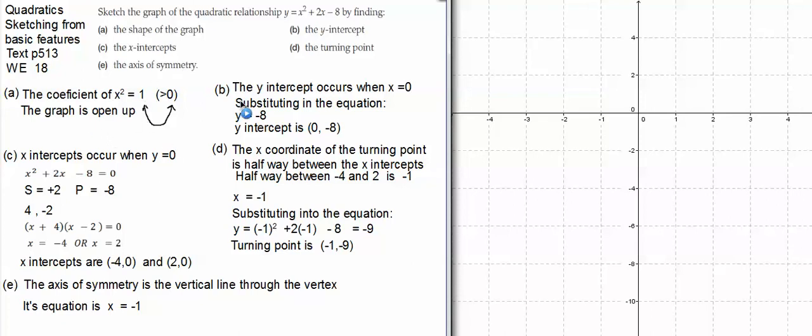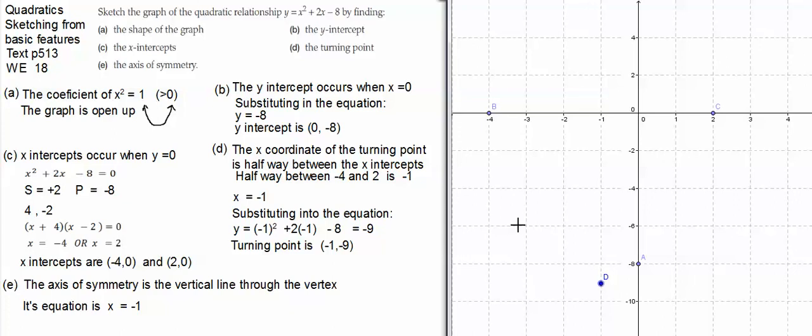Firstly, let's plot the y-intercept. The y-intercept is (0, -8). So here we plot it. Now let's plot the x-intercepts. They were (-4, 0) and (2, 0). The turning point, or the vertex, is (-1, -9). So x is negative 1, y is negative 9. We plot that.